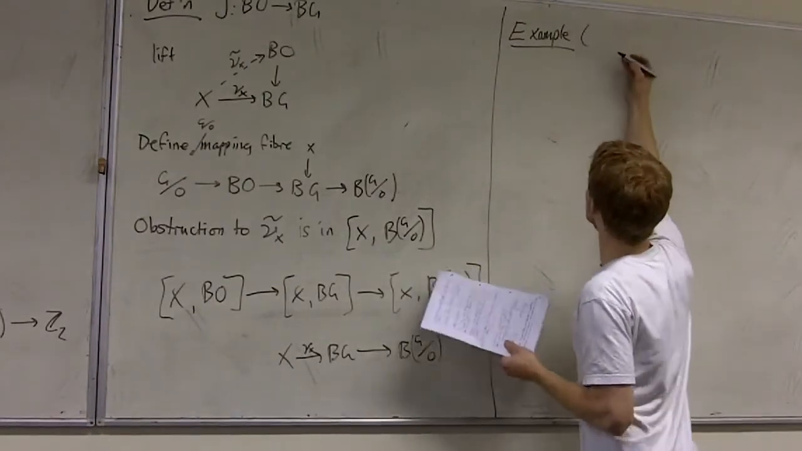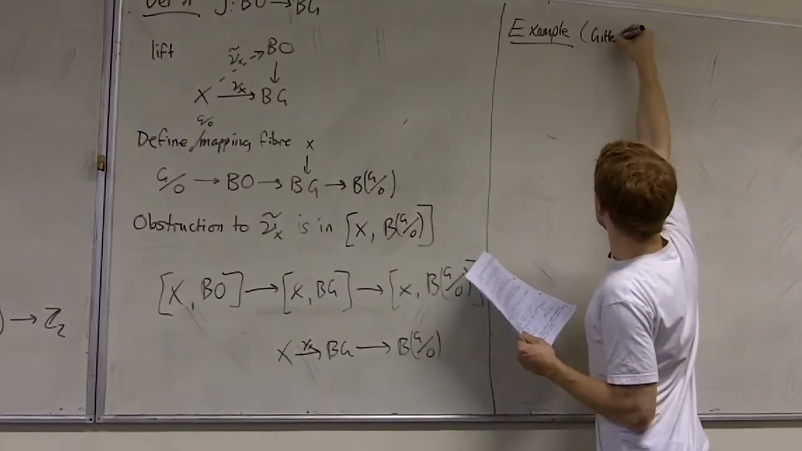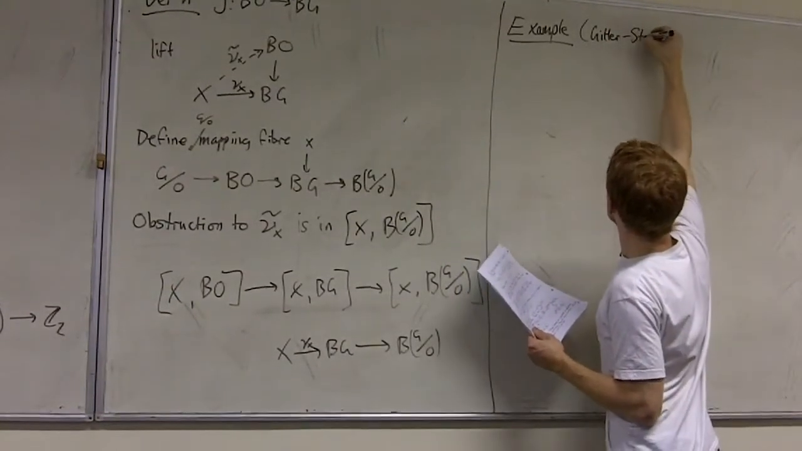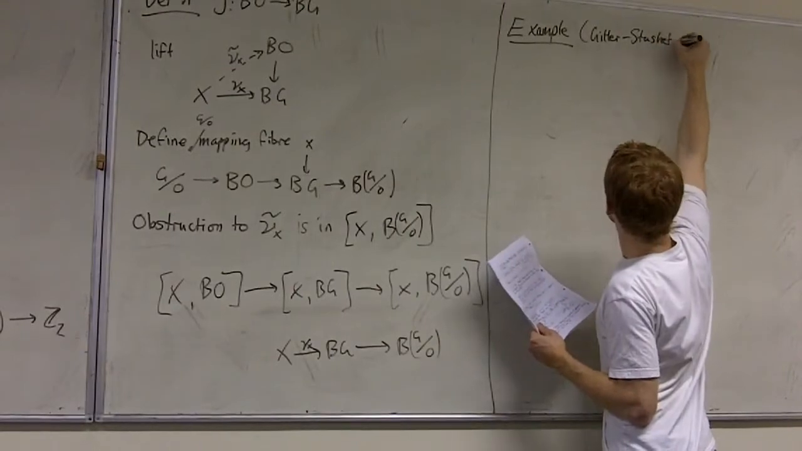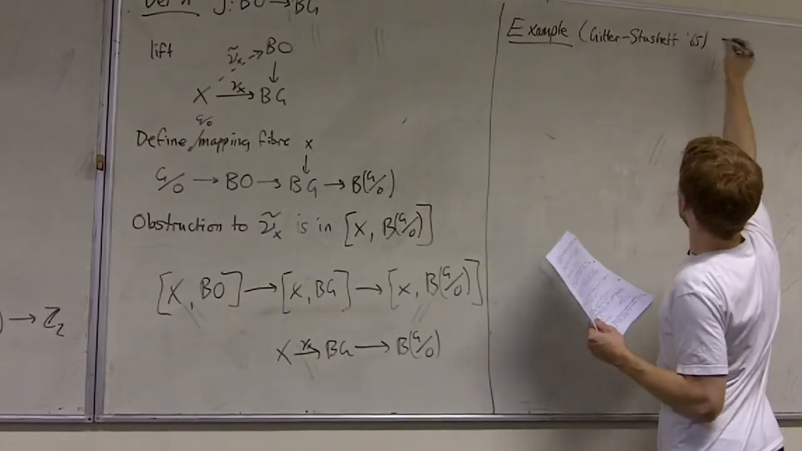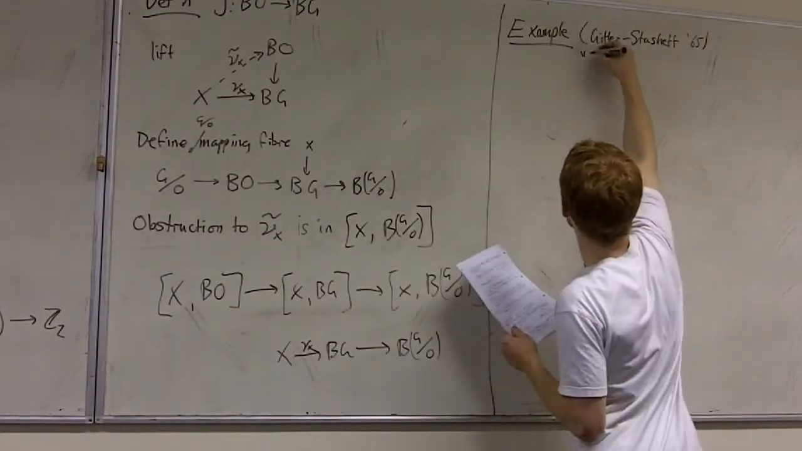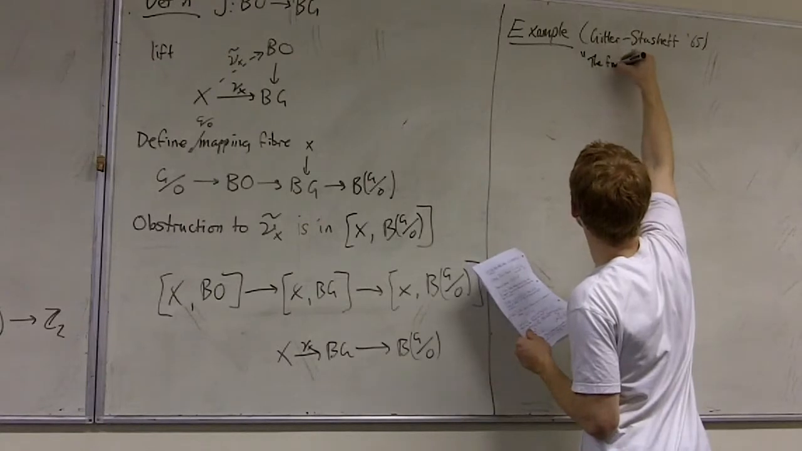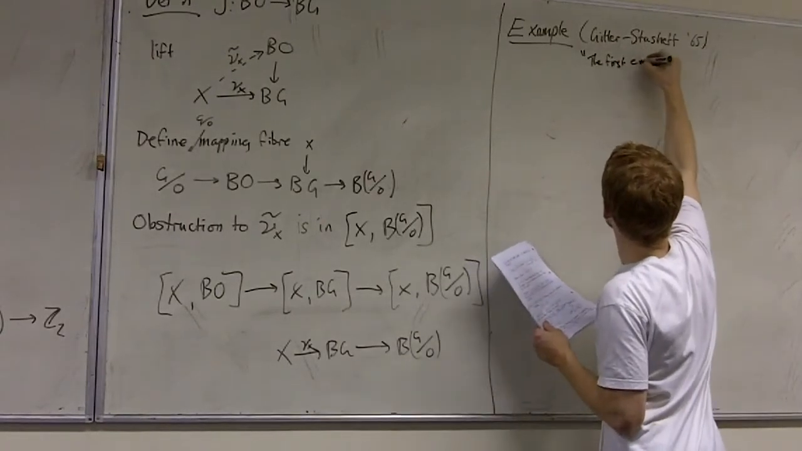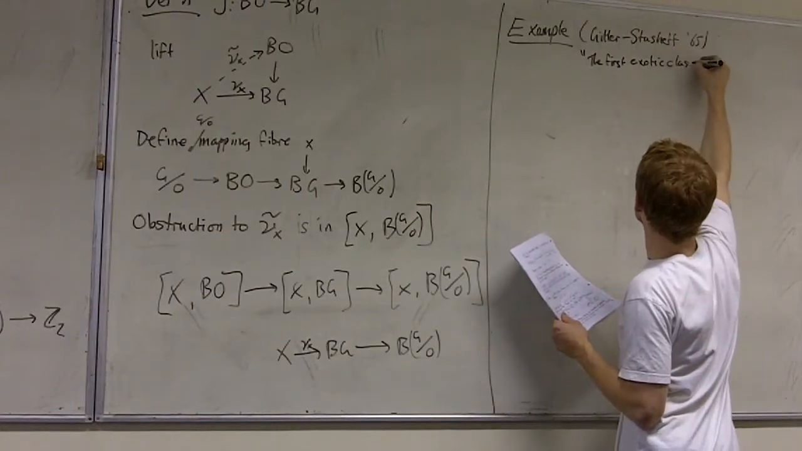So the example that I've read is from Gitler and Stasheff, this is '65. The paper is called the first exotic class of BF.